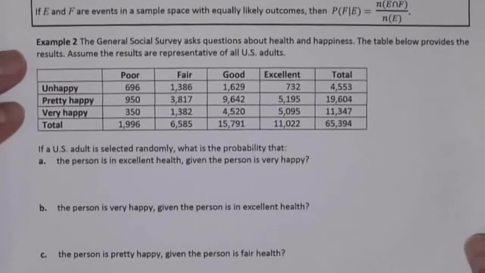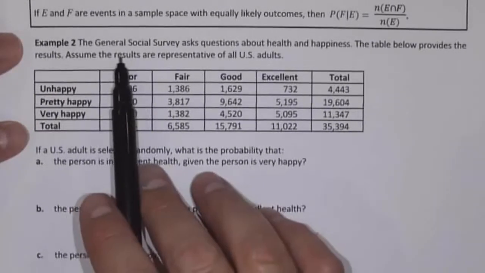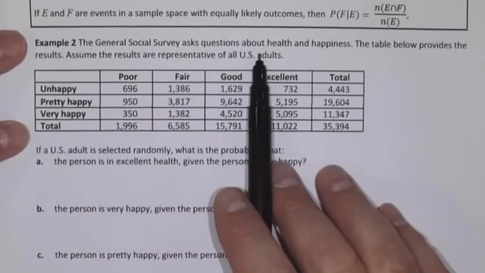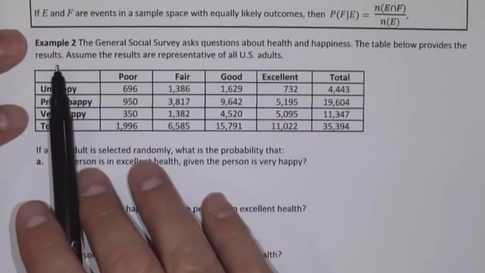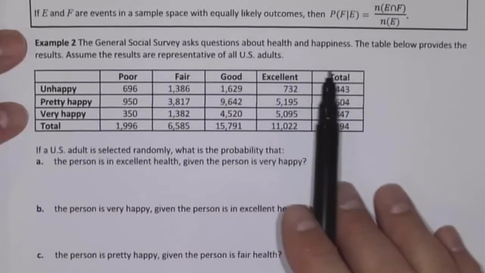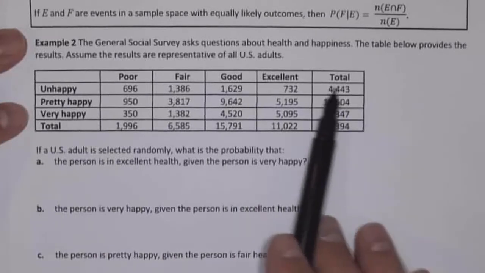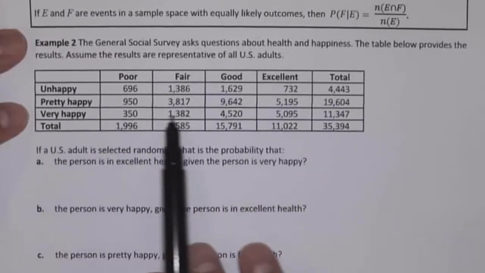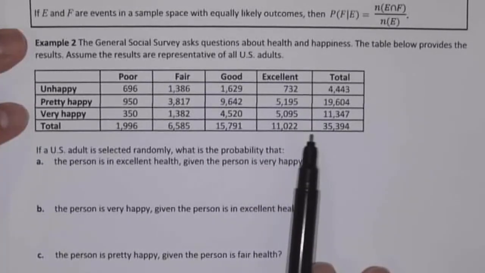Let's take a look at example 2. Example 2. The General Social Survey asks questions about health and happiness. The table below provides the results. Assume the results are representative of all U.S. adults. So we're given information here. In the rows we have level of happiness. In the columns we have the level of health.